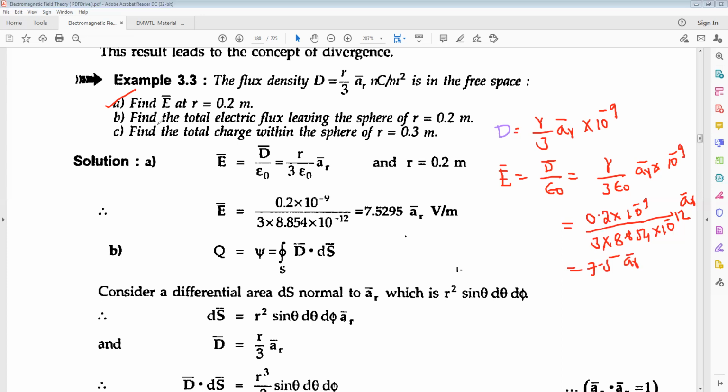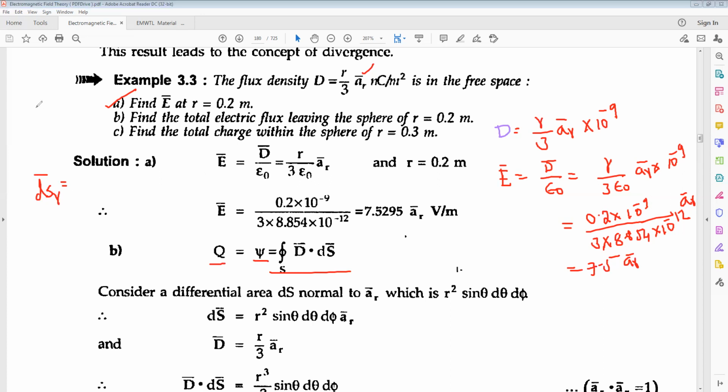And next one is find the total electric flux leaving the surface at r equals 0.2 meters. By Gauss law, Q is equal to psi, which is equal to the integral of D bar dot ds bar. D bar is given along the a_r direction, which means ds bar is also along the r direction. ds_r is the differential surface area normal to the r direction.